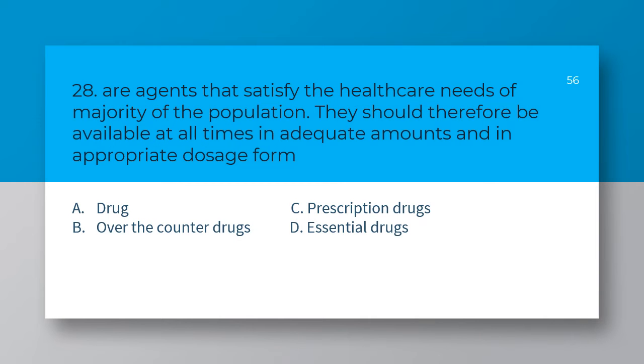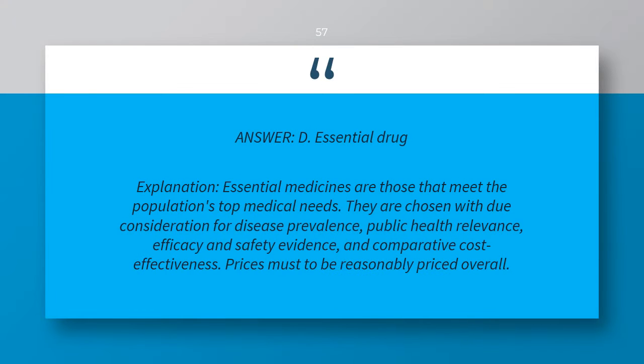Number 28. Are agents that satisfy the healthcare needs of the majority of the population. They should therefore be available at all times in adequate amounts and in appropriate dosage forms. Answer is D. Essential drug.